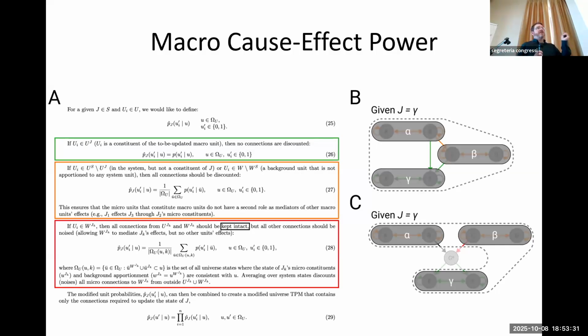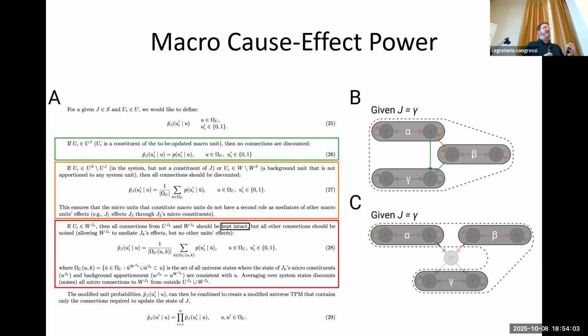A few slides later, I said we were going to discount some connections. This is from the paper. I'm not going to go through this in heavy detail, but we've got these sample systems, and we're asking what is intrinsic to the macro system. An easier way to frame this is that whenever we make the mapping, we're thinking about the micro units and making sure we're not double counting their cause effect power.